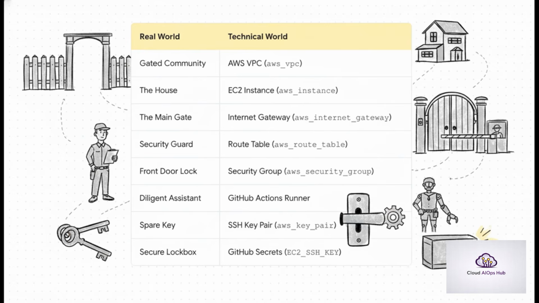Our gated community, that's the AWS VPC. The house where our app lives, that's our EC2 instance. The main gate and the security guard become the internet gateway and the route table. And that super important front door lock is our security group. And then the stars of the show, our diligent assistant is the GitHub Actions runner, the spare key is the SSH key pair, and that secure lockbox is, of course, GitHub Secrets. It makes the whole complex architecture feel way more intuitive, doesn't it?